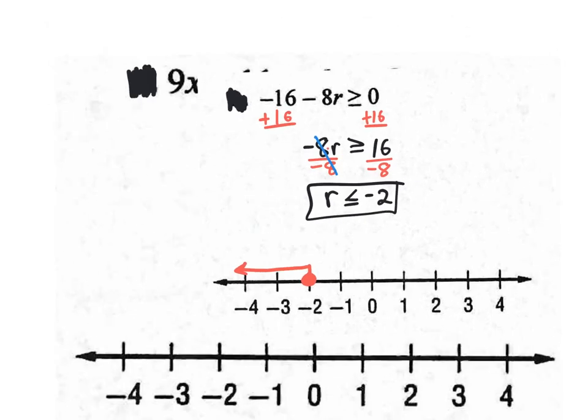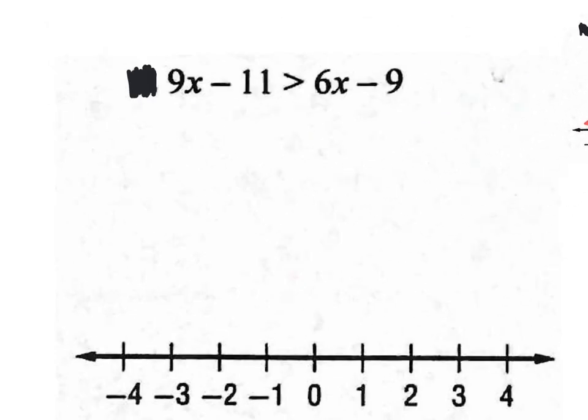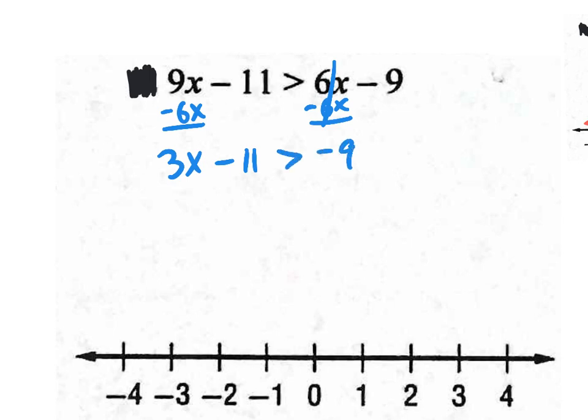Let's try another. How about this guy? What would you do? What was the first tip I gave in the notes that we just took? Get the x where? To the left, right? You could technically get the x to the right, but my recommendation is get it to the left. So I'm going to subtract 6x. That will be 3x minus 11. Bring down the inequality. Bring down the minus 9.